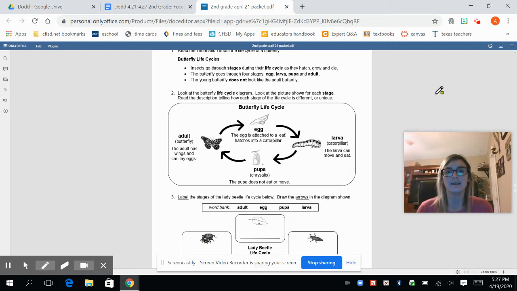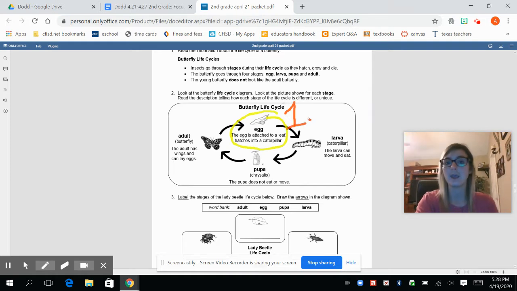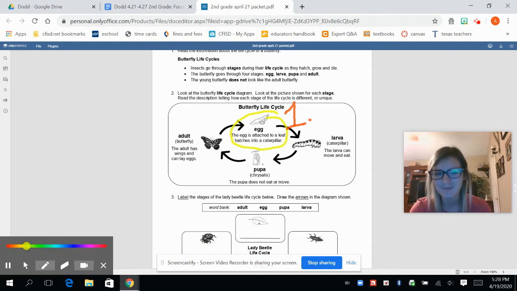So the young butterfly does not look like an adult butterfly. So we're going to look right here at this butterfly life cycle. The egg right here is the beginning of our life cycle. It's step one. The egg is attached to this leaf and it hatches into a caterpillar. What? A caterpillar? That's not a butterfly. So let's talk about it.